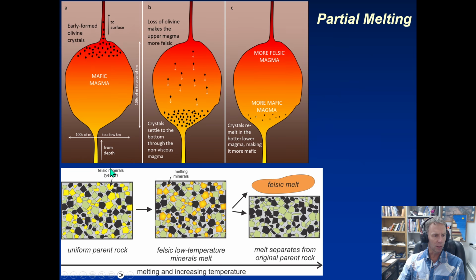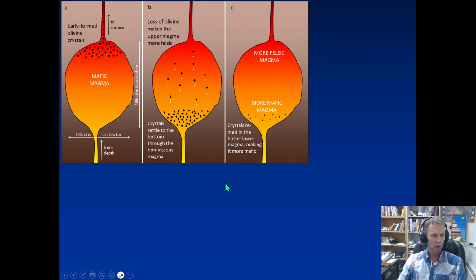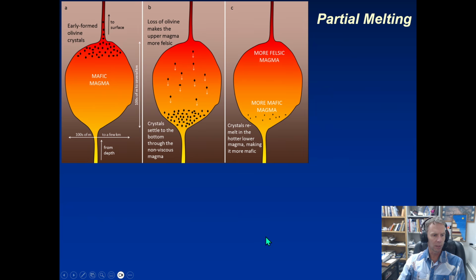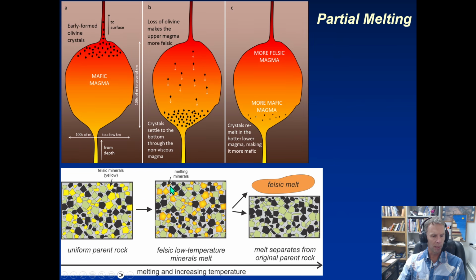Well, the felsic minerals, as we just learned about, are going to be the first ones to melt, right? At the bottom of Bowen's reaction series. These are the first ones that are actually going to start to melt. And so we maybe melt completely, not everything, but just these felsic minerals. So notice they're turning orange here. And what we've done now is we've separated out that felsic composition from this original material.